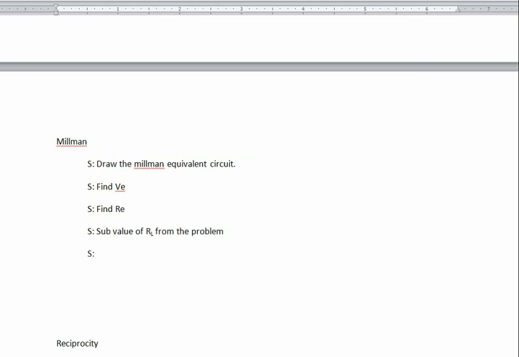Then what are you going to try to find out? As usual, find the load current. As in the usual method, I want to find the load current. So similarly here also. Find out the VE, step number 1, similar to the Thevenin theorem. Step number 2, find out the RE. Step number 3, substitute the value of RL from the problem; they will give it to you. Then step number 4, as before, you find the load current.